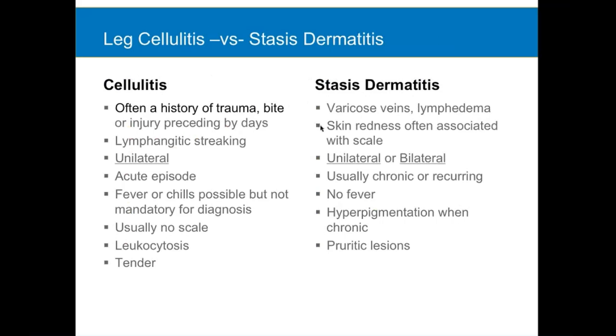And so these are the big differentiating points between cellulitis and stasis dermatitis here. So cellulitis, you often have a history of trauma or a bug bite or some injury. It's usually unilateral, it's usually acute, there can be a fever, and there's commonly a leukocytosis. As opposed to stasis dermatitis, where it can be either unilateral or bilateral, there's usually signs of chronicity like scaling and dry skin. It's commonly recurrent, and as it gets more recurrent, hyperpigmentation can occur.